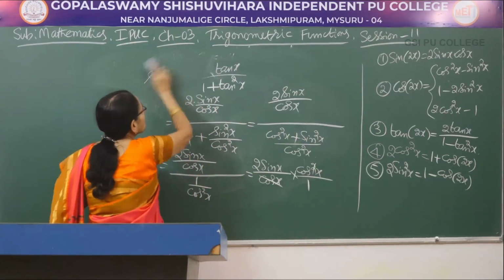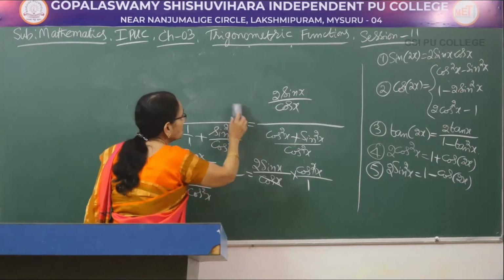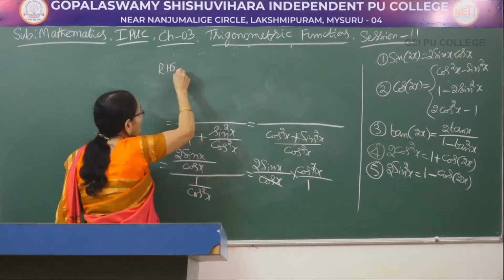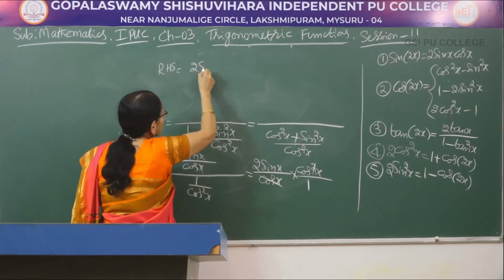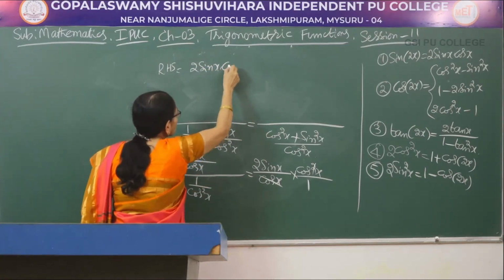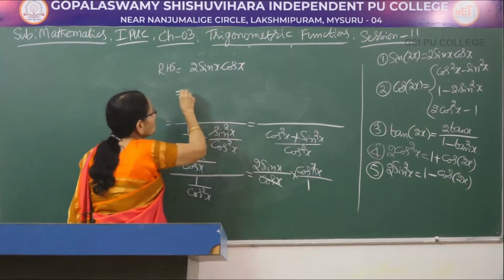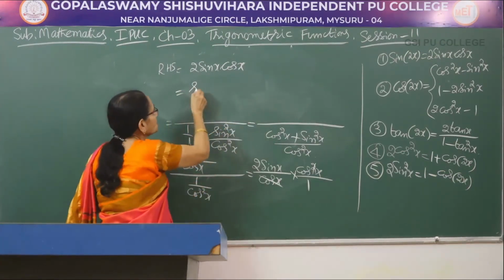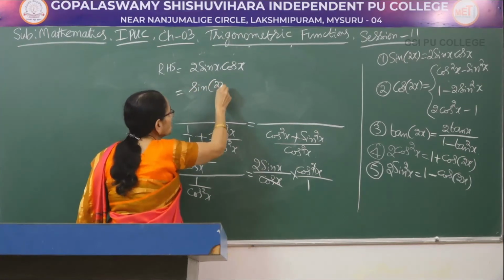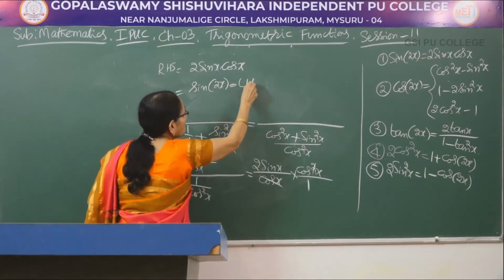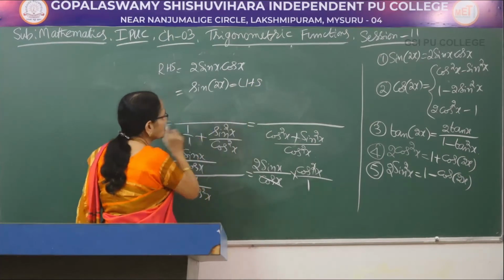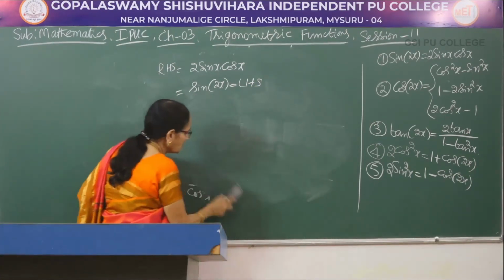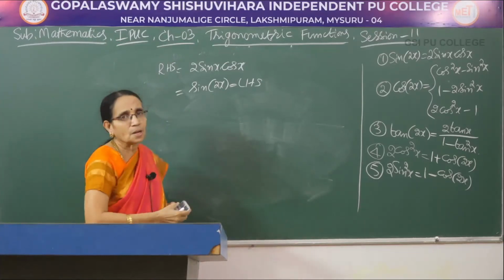So what is remaining now? We started with the right hand side actually. Here, what is the remaining quantity? It is 2 sin x into cos x. But what is 2 sin x cos x? We have already derived the formula. This is equal to sin of 2x. Therefore, I can write it as the left hand side. So in these two problems, we start with the right hand side and arrive at the left hand side.